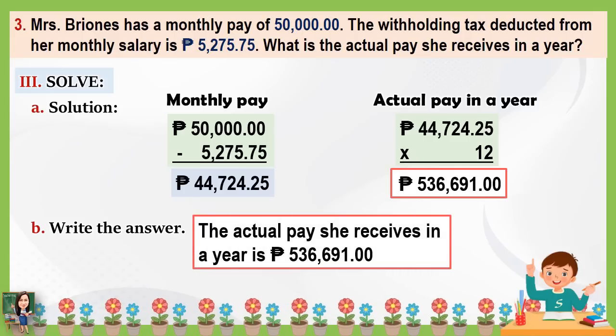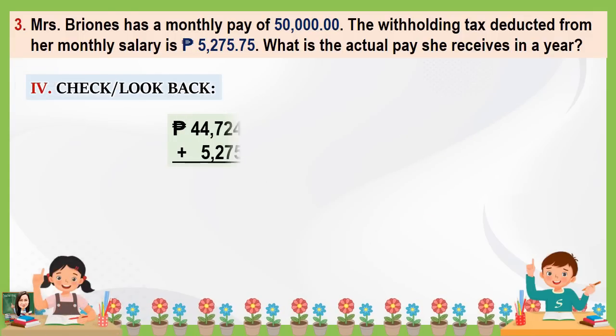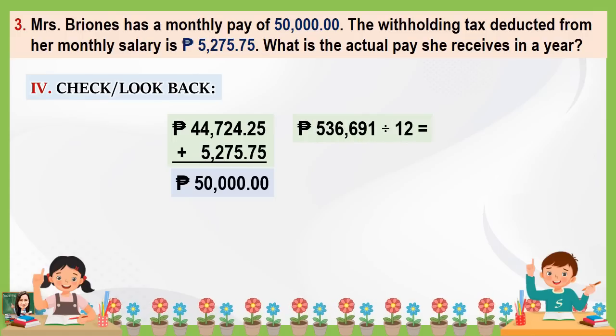The actual pay she receives in a year is 536,691 pesos. Now, check and look back. Let's add 44,724 pesos and 25 centavos plus 5,275 pesos and 75 centavos equals 50,000 pesos. This is the monthly pay for Mrs. Briones. Next, the pay in a year is 536,691 pesos divided by 12 months equals 44,724 pesos and 25 centavos.